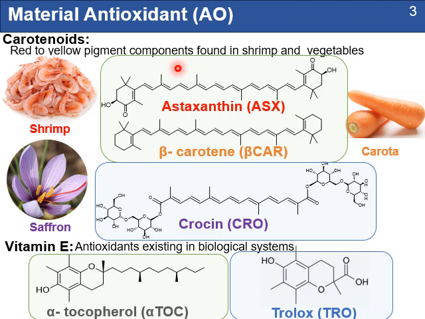First group is carotenoid. We use hydrophobic carotenoids, including astaxanthin and beta-carotene. Otherwise, crocin is used as a hydrophilic carotenoid. Second group is vitamin E. We also use hydrophobic alpha-tocopherol and hydrophilic Trolox.